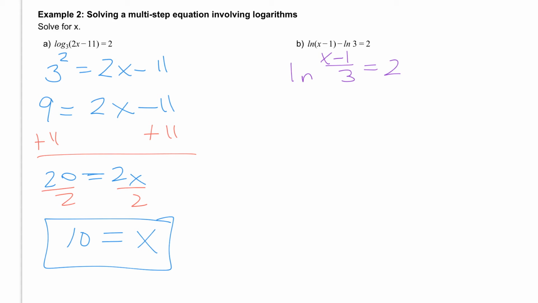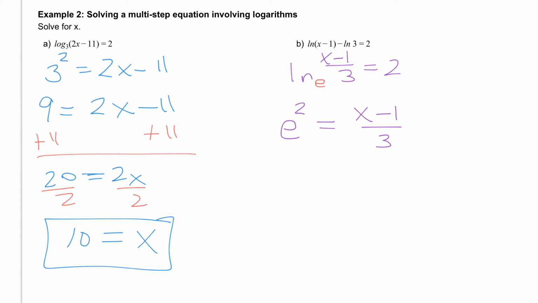Don't forget that we do have a base of e that's in there. It's understood that that's there. So now at this point, since we just have one log, we can change it to exponential form to solve. And that would look like e to the second is equal to x minus 1 divided by 3.